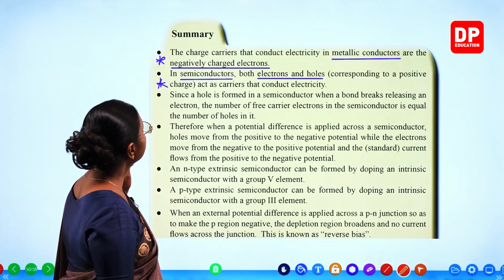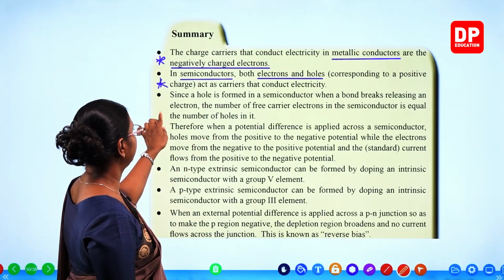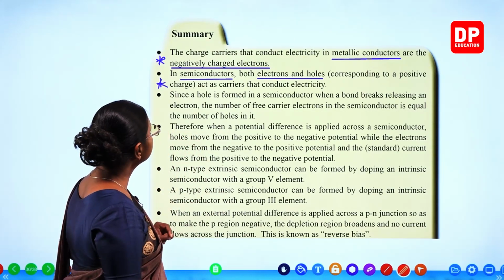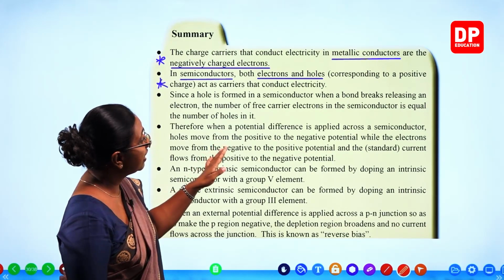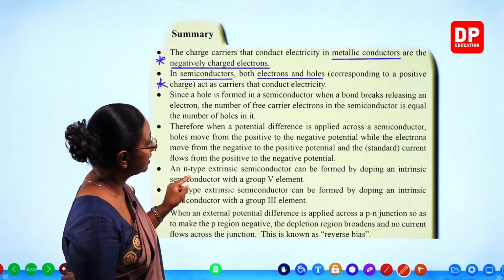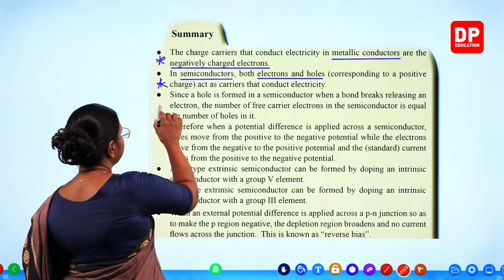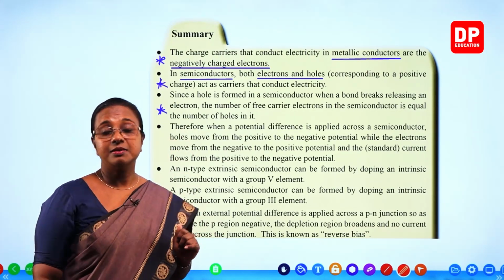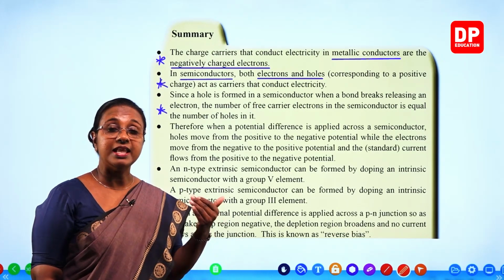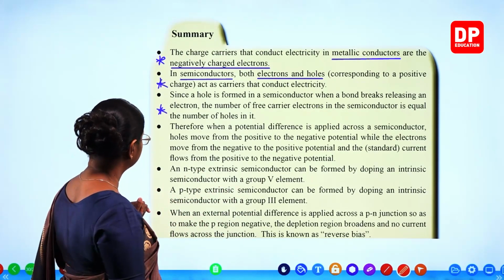If I read that again, in semiconductors, both electrons and holes corresponding to a positive charge act as carriers that conduct electricity. Since a hole is formed in a semiconductor when a bond breaks, releasing an electron, the number of free electrons in the semiconductor is equal to the number of holes in it. So that is something you all know, that is the intrinsic semiconductor. Due to heat energy, there is breaking of bonds and there will be free electrons and holes, but the number of holes will be equal to the number of electrons.